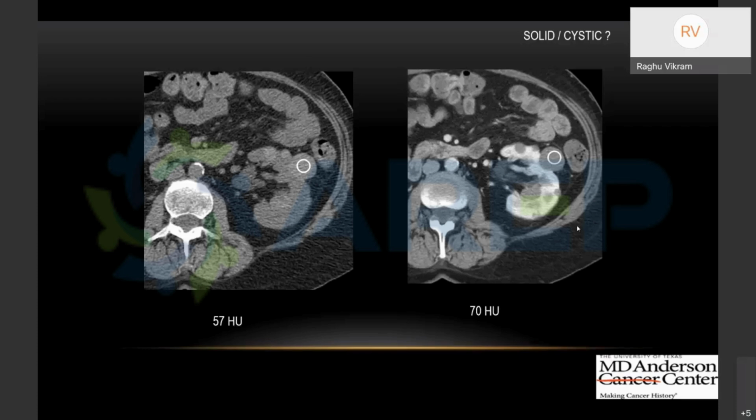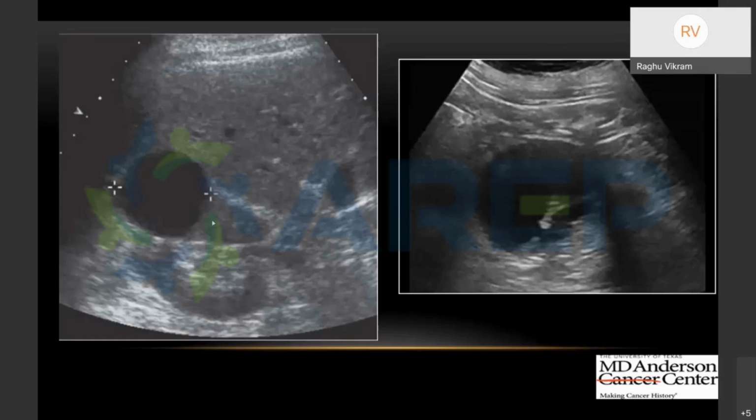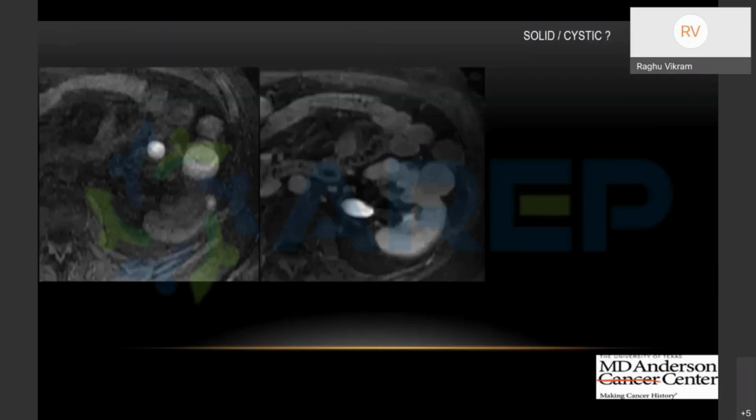And when you have pseudo enhancement, what do you do next? How do you say whether this is solid or cystic lesions? So you can do ultrasound as a quick fix. And if you see a cystic lesion, you have answered the question. You can see that turned out to be a cystic lesion with some septations. So you can use all these other radiological modalities to answer the question, of course.